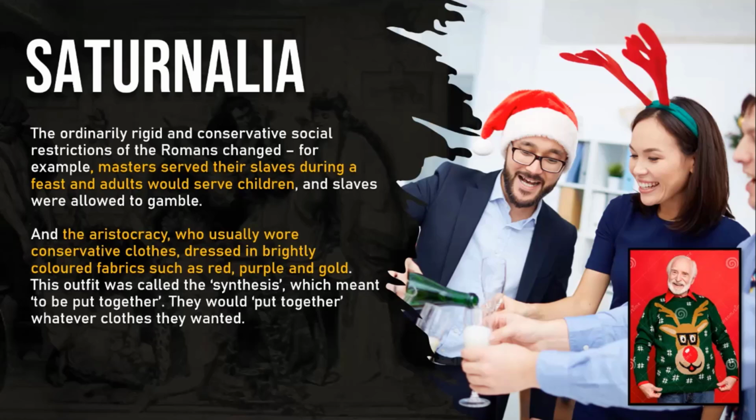because nothing's changed there. And the aristocracy, who usually wore conservative clothes, dressed in brightly colored fabrics such as red, purple, and gold. The outfit was called the synthesis, which meant to be put together. They would put together whatever clothes they wanted. So if you take a look here, these colored clothes would be worn by the leadership, right? Your leaders would wear this really colorful, standout kind of clothing, and then they would serve you.